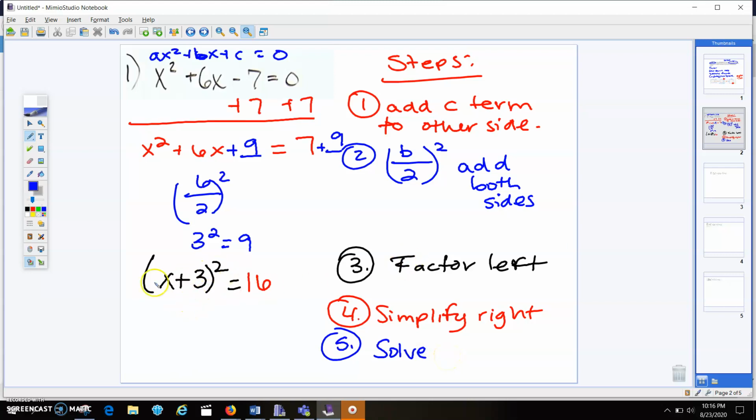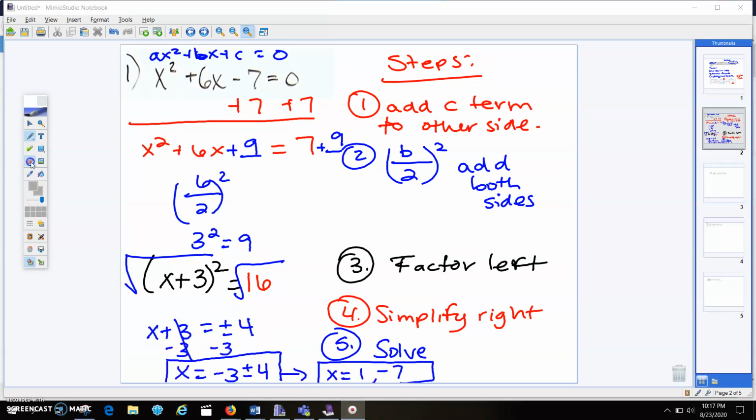So on step 5, we're going to take the square root of both sides, and we're going to get x plus 3 equals positive and negative 4. Then we would move 3 to the other side, and I know that was a big jump. We would move 3 to the other side, and then we would add and subtract that 4. So if we added negative 3 plus 4, that would give us 1, and then negative 3 minus 4, which is going to give us negative 7.